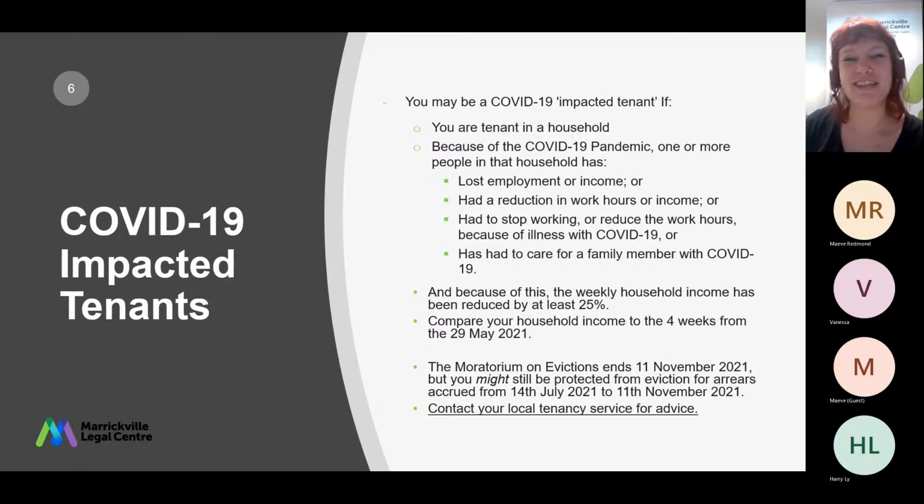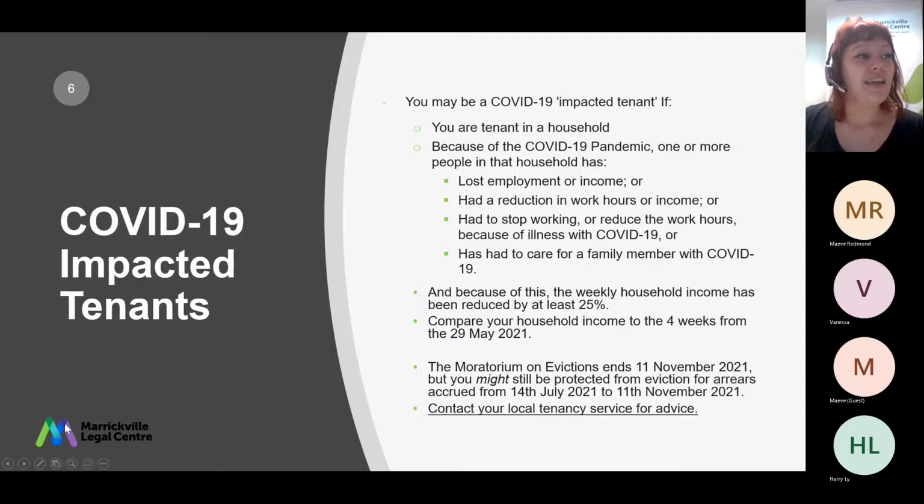And I also just want to clarify as well that you are only protected from eviction if you have been paying at least 25% of rent throughout that time. So if you've provided evidence of COVID-19 impacted status and you've paid at least 25% of your rent and you are in arrears from the period of the 14th of July to the 11th of November, do get in contact with us. There may still be protections available to you. It is quite specific advice, so I'm not going to go into it too much today. But I do suggest getting in contact, get some tenancy advice or some legal advice, because those protections could potentially still apply. And I'd like to make sure that you're connected to the right people.